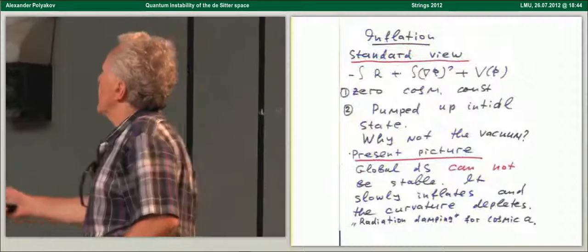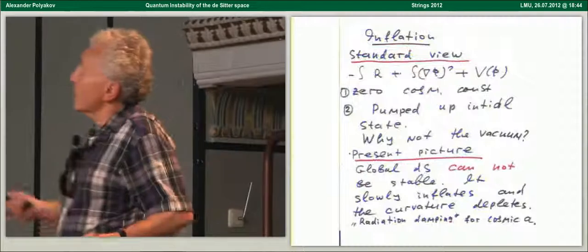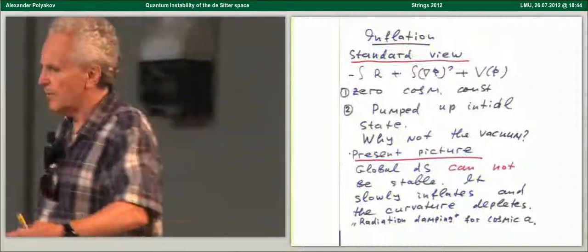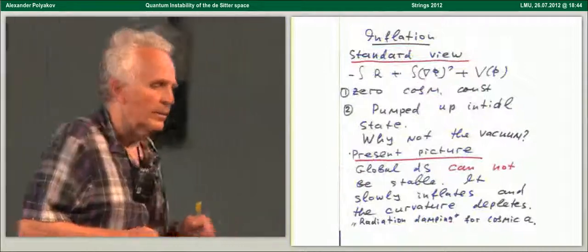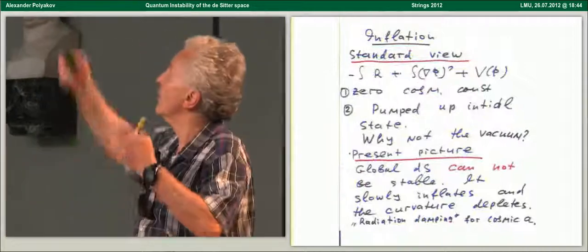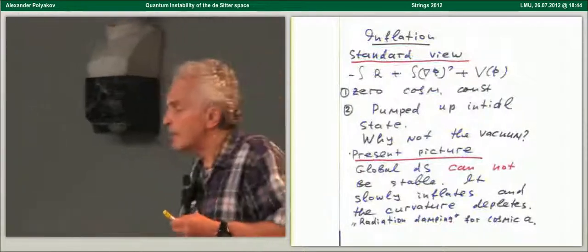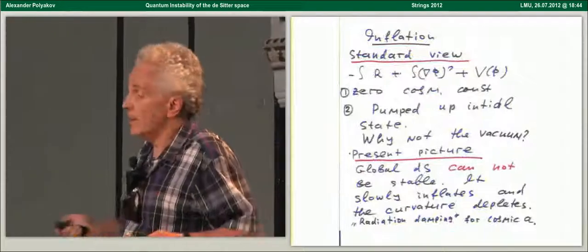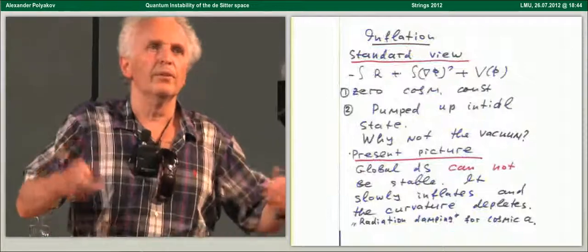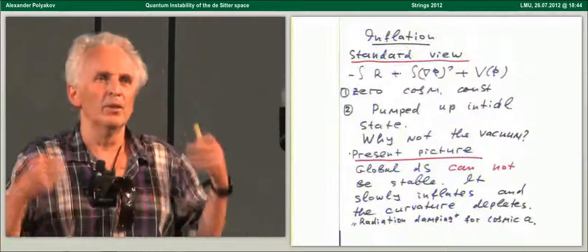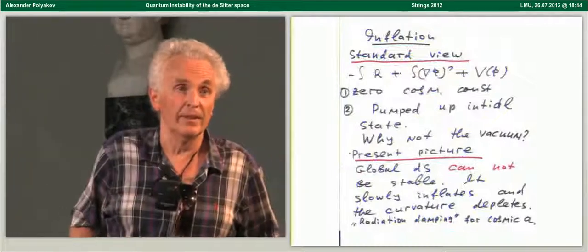Okay, now I'm coming to the close. In the standard picture of inflation, we postulate that the cosmological constant is 0, and we have an inflaton, and we have the action like that, and we study it. Now, this action, of course, has a very well-defined solution, namely Minkowski space with 0 scalar field.